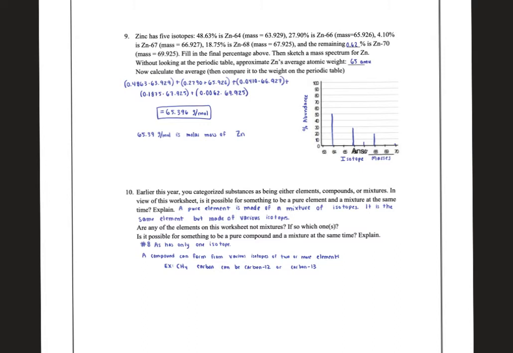I said number 8 only has 1 isotope, right? There was only 1 line on my bar graph. So a compound, and then is it possible for something to be a pure compound and a mixture? Well, a compound can form from various isotopes of 2 or more elements.